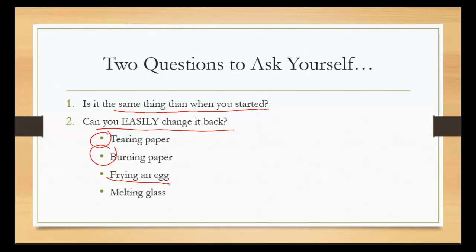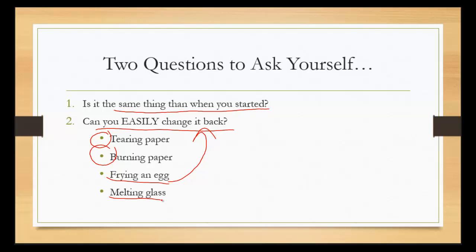The answer is no. Since you cannot change it back to the raw state, it's a chemical change. Melting glass: you can solidify the glass afterwards. So since it's easily changed back, that's a physical change, not a chemical one.